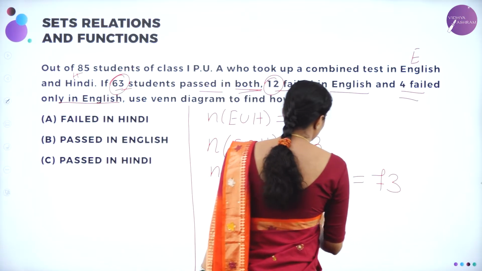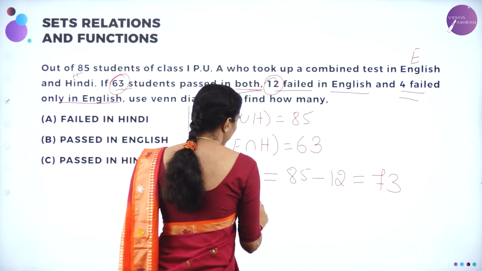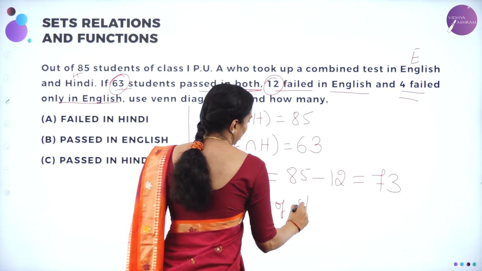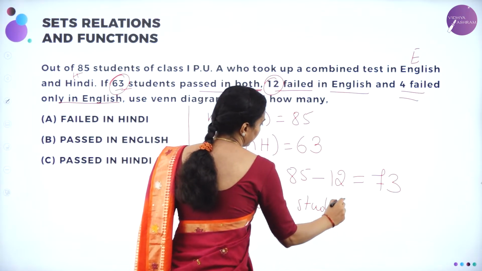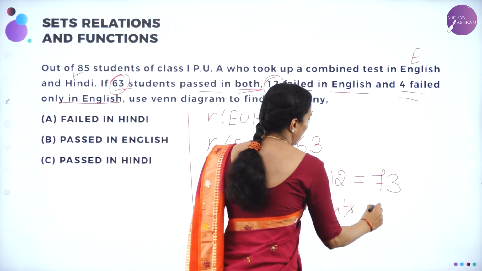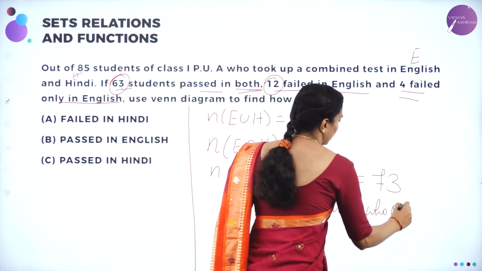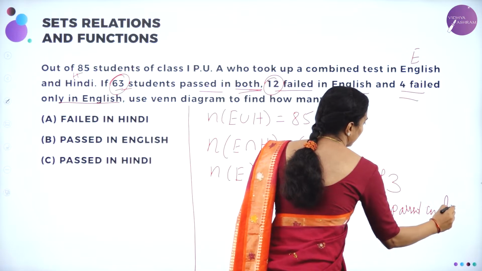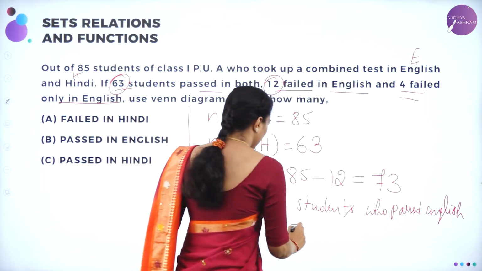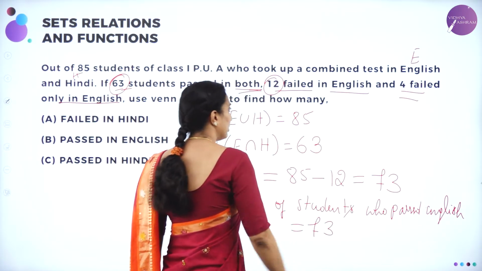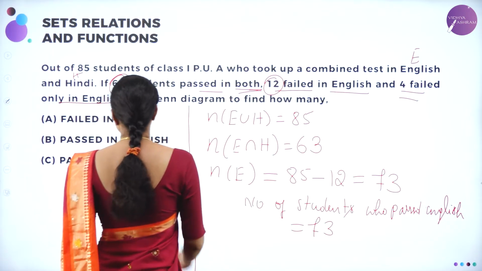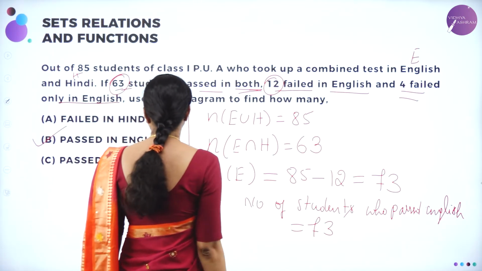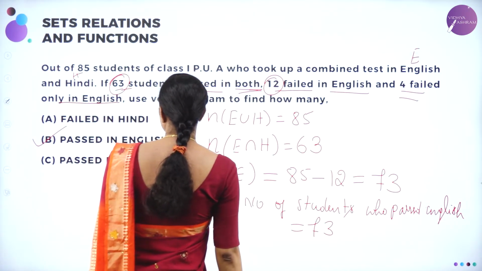Who passed English. So the number of students who passed English will be equal to 73. Now what we need to find out? This one is over, correct? Now failed in Hindi and passed in Hindi we need to find out.